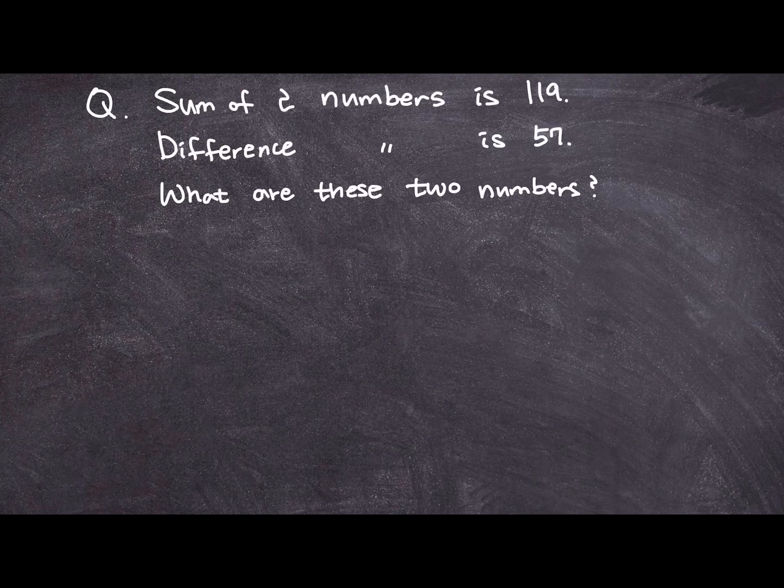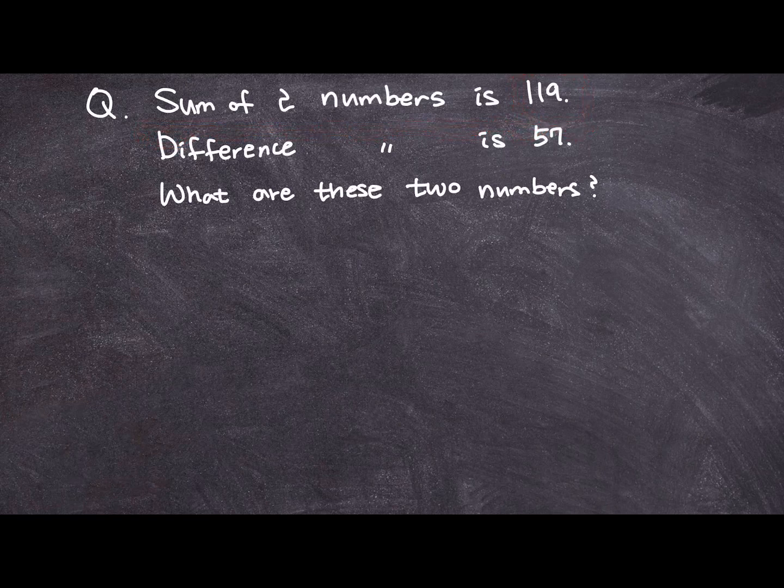Okay, so when you have a word problem like this, what you need to do is set up an equation or equations. And usually, when there are two unknown numbers, you need two equations to figure out what those two numbers are. So let's read the first sentence. Sum of two numbers is equal to 119. How can we express this word expression as an equation?